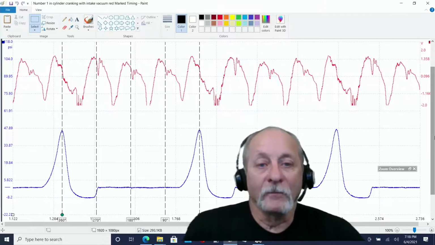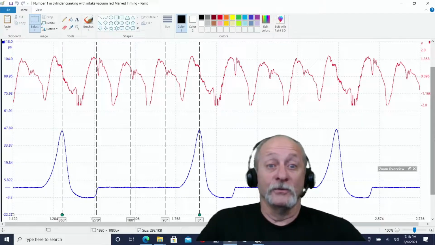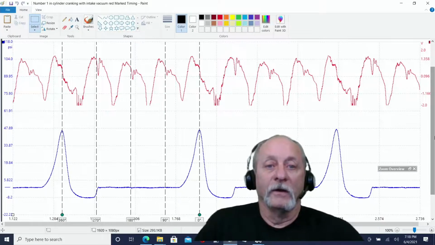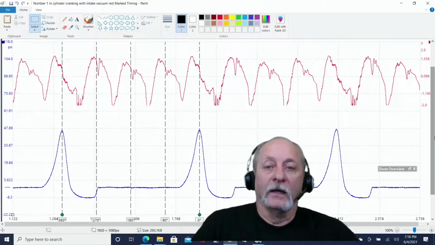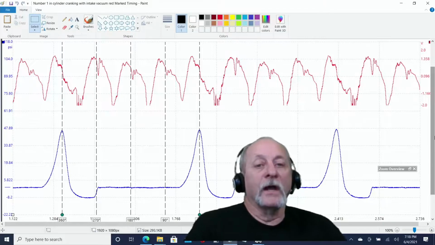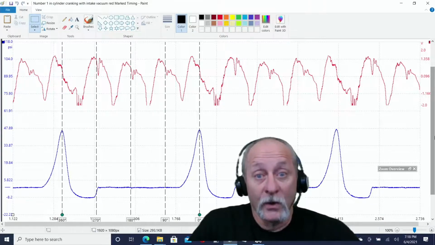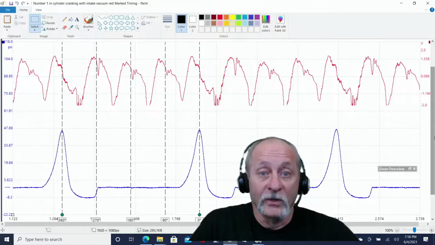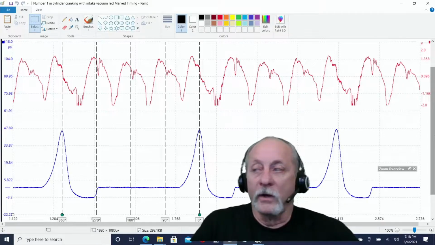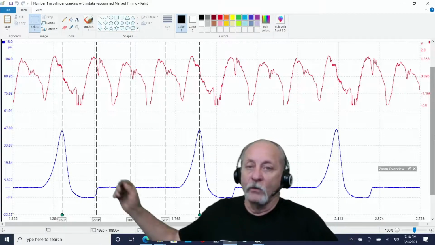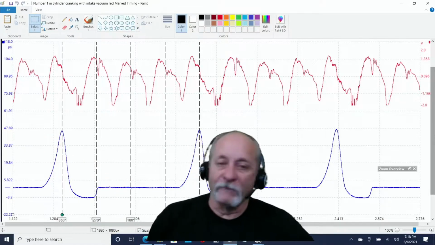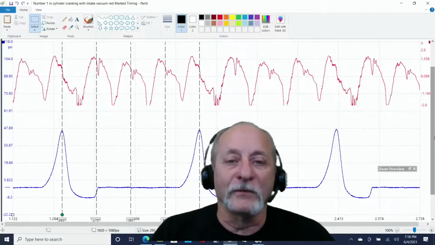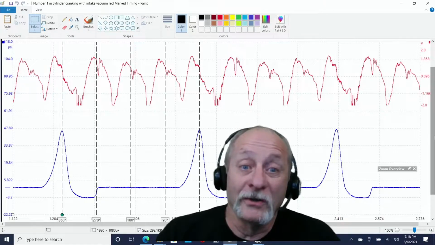Hi, I promised that we would get back to this MultiAir, and this is going to be part two of the diagnostics. What you can see on the screen right now is an in-cylinder crank and compression test. This is cylinder number one on the bottom, and I don't know how well you can see this on the screen, but we've got about 44 psi of cranking compression.